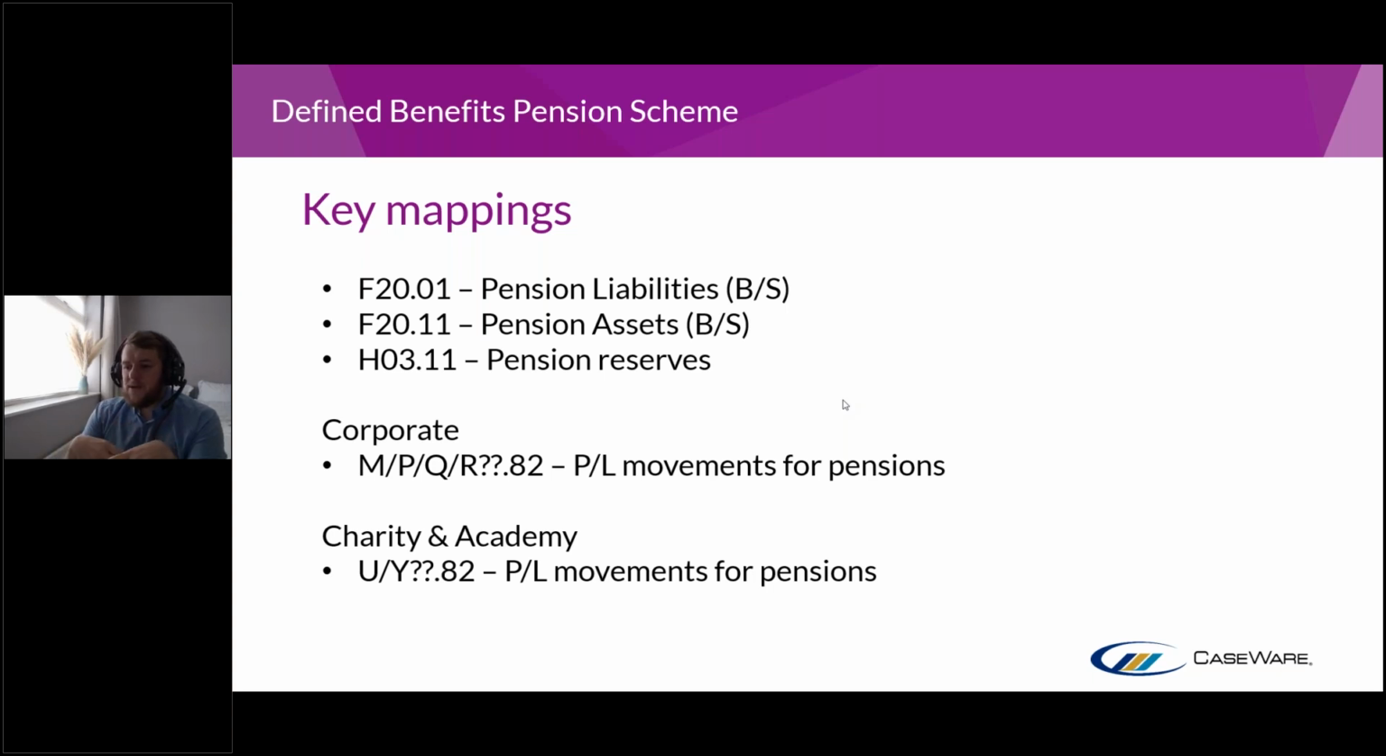Now we'll talk about the funds worksheet a little bit more in a few moments, but for charities that's slightly different because of the way the costs are. For them, you're looking at the U or Y codes, but for the P&L side, it's always going to be .82. That's really key to get right when you're looking at these. As we'll see in a minute in the funds worksheet, everything comes back to .82 when it comes to pensions.